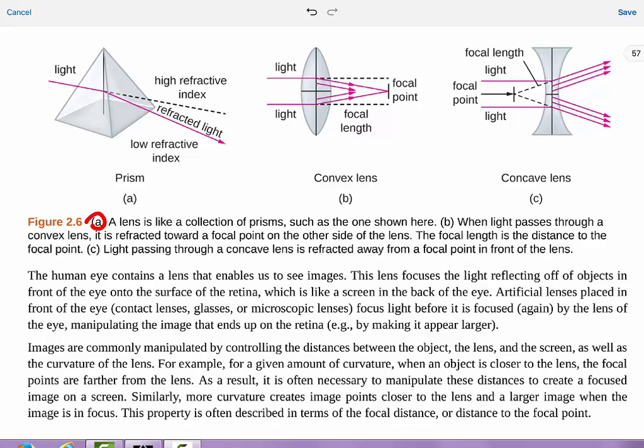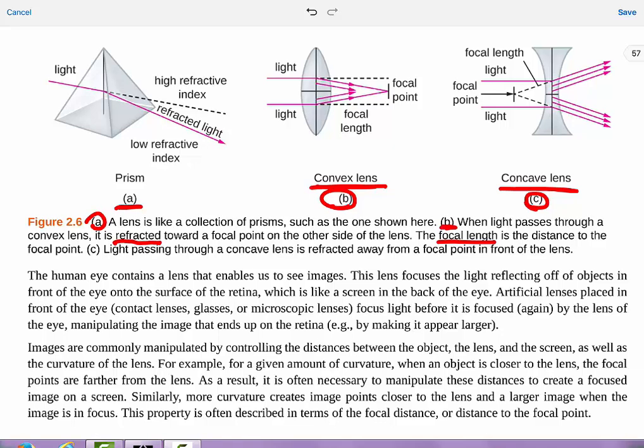So a lens is like a collection of prisms, such as the one shown here. And then here's our convex lens. Our convex lens here is B, and then C is a concave lens. So it says in B, when light passes through this convex lens, it is refracted, bent, toward a focal point on the other side of the lens. And the focal length is the distance to the focal point.